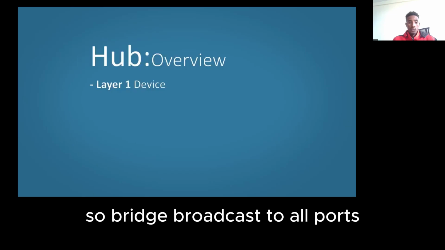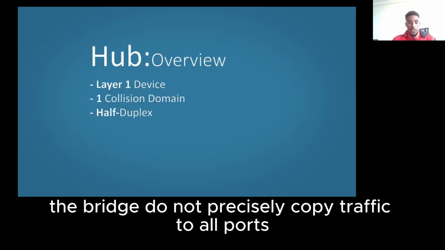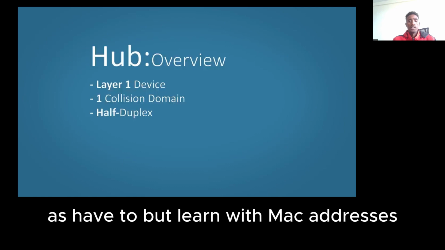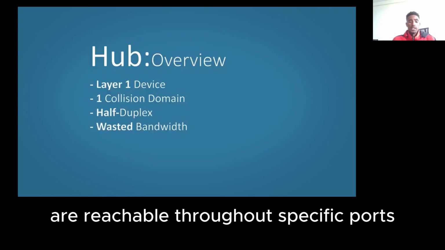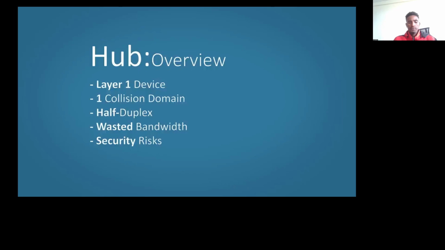So a bridge broadcasts to all ports except the port where the broadcast was received. However, the bridge does not precisely copy traffic to all ports as hubs do, but learns which MAC addresses are reachable through specific ports. The other device is switch.